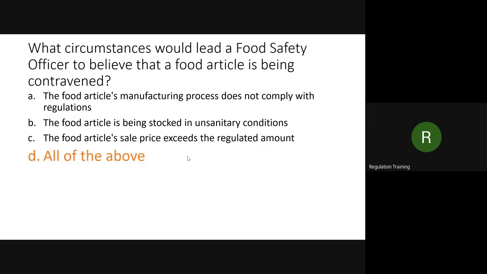The food article's sales price exceeds the regulated amount. We cannot say exceed, but deviations we can say. No one is going to sell at a higher rate, but there should be some deviations. Like the paneer, if someone is selling at 200 rupees, but in the market the price is 300 rupees, then in this case the food sample can get collected. That means the food safety officer can suspect.